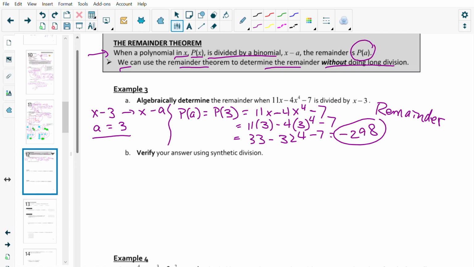Let's see what happens when we use synthetic division. So first off, we have to be careful. I'm going to rewrite p of x in descending order. So 11x minus 4x to the fourth minus 7. I'm going to write it as negative 4x to the fourth. Remember, with synthetic division, I have to account for the spaces in between. I need them in descending order of degree, and I need to fill in zeros where there is no x term.